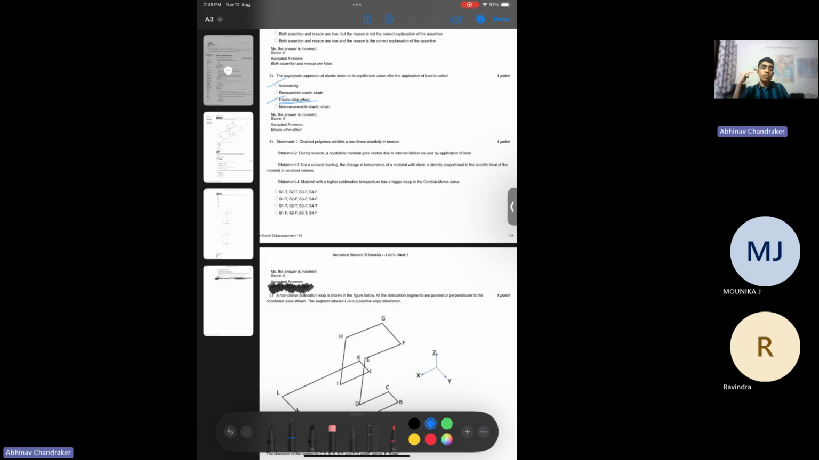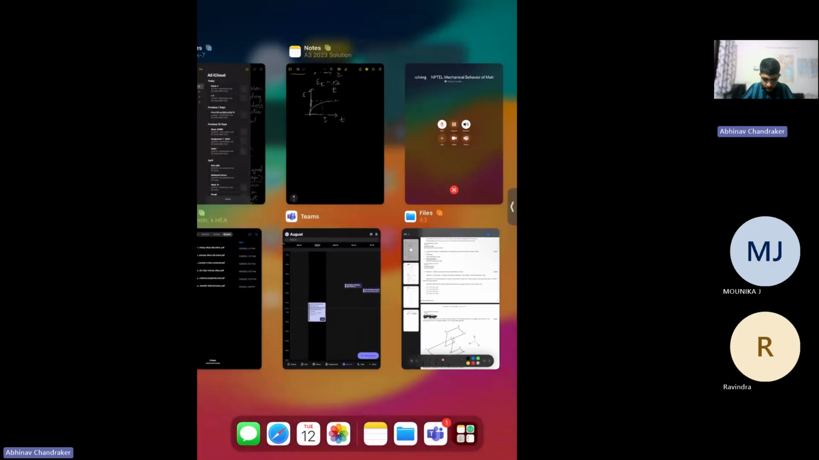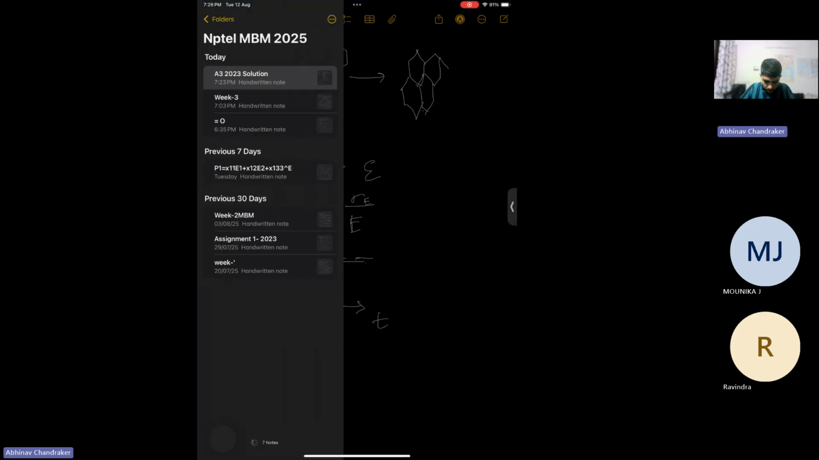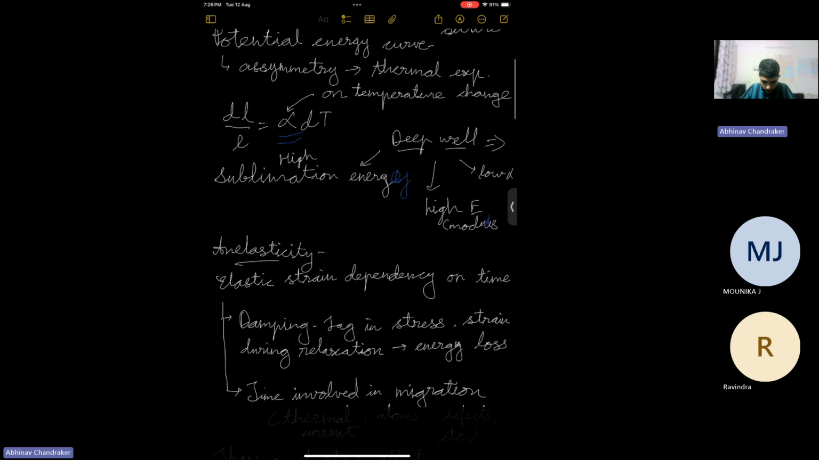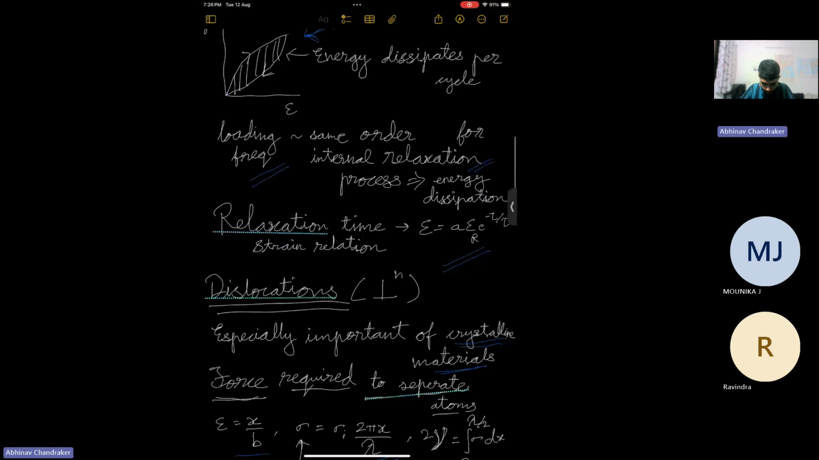Statement 3: for a uniaxial loading, the change in temperature of a material with strain is directly proportional to the specific heat of the material at constant volume. Change in temperature, delta T. Hmm. So this was mentioned in the lectures. I think I had also just written the formula in the summarization.